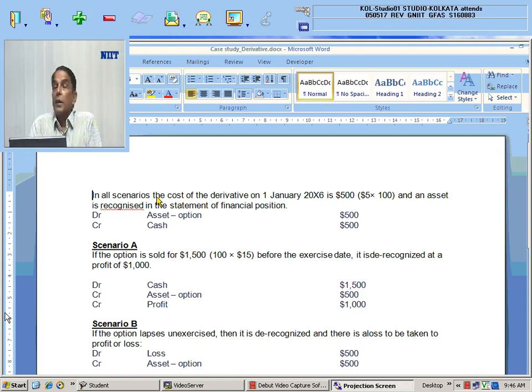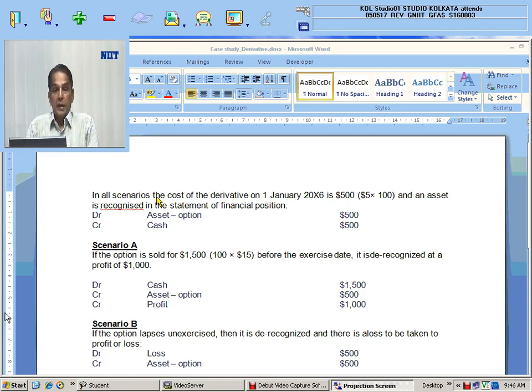Only thing, instead of profit, we will have to now debit profit and loss account. Instead of crediting profit and loss account, we will debit profit and loss account. So if the option is sold before the expiry date, either at a profit or at a loss, this will be the accounting treatment. We will have to derecognize the asset.